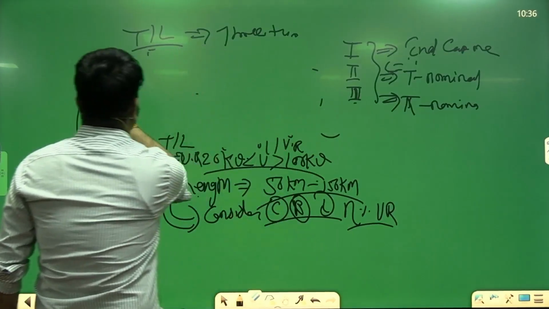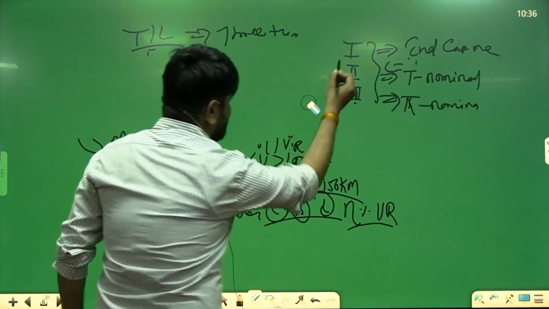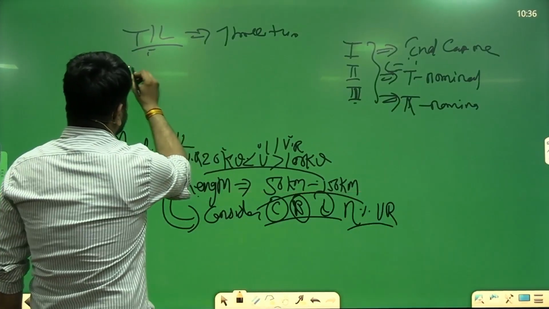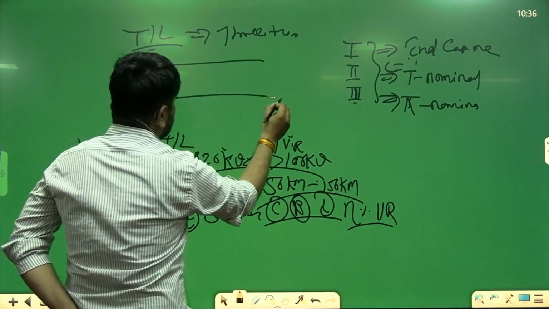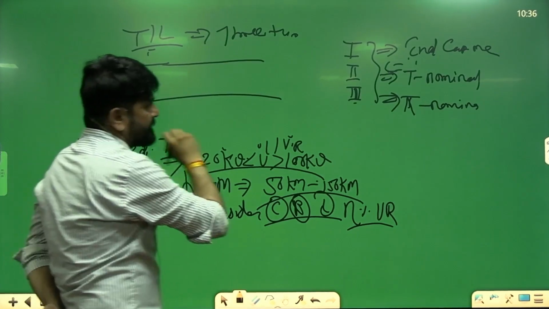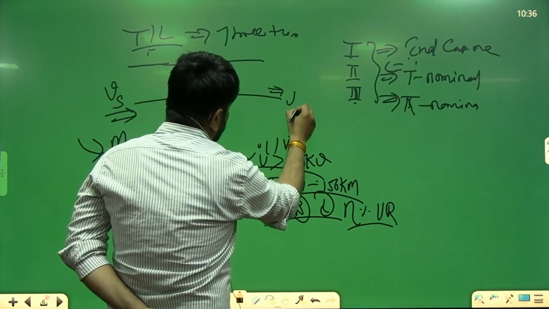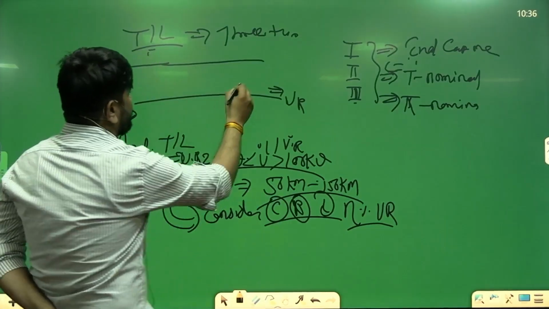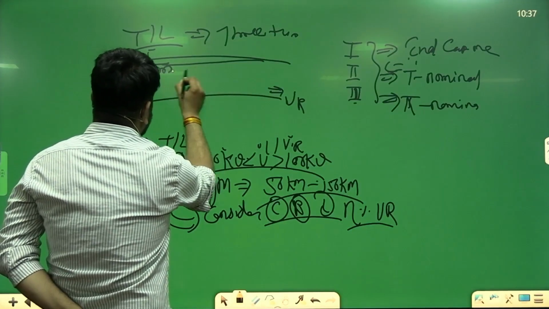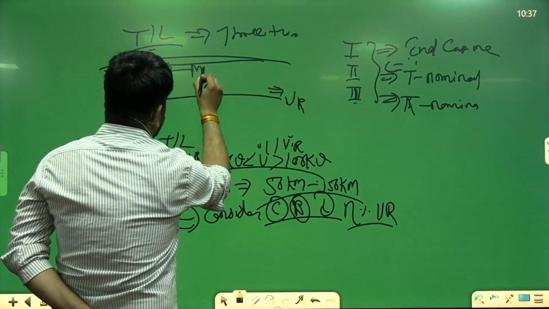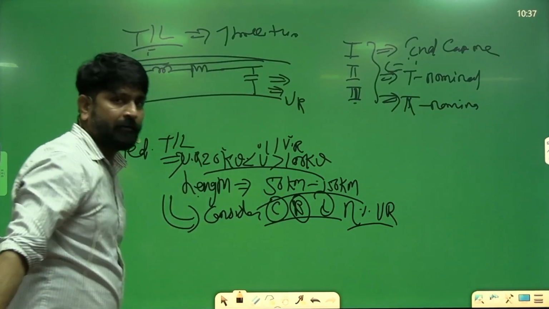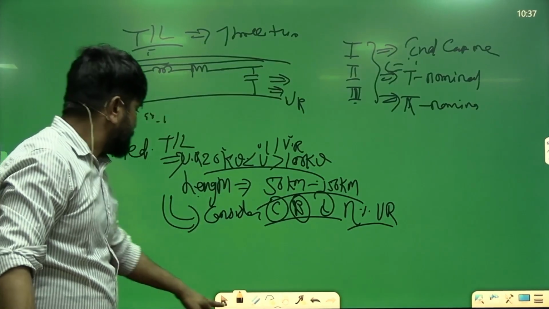In the medium transmission line, the first method is the end capacitance method. Here is our transmission line, with Vs the sending end voltage and Vr the receiving end voltage. In this method, the capacitor is always placed in parallel at the end of the transmission line. This is called the end capacitance method.